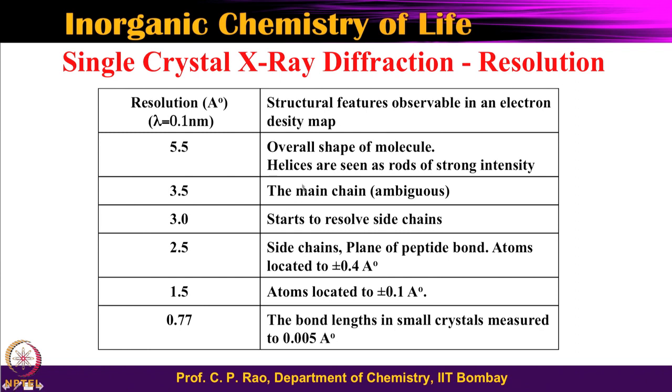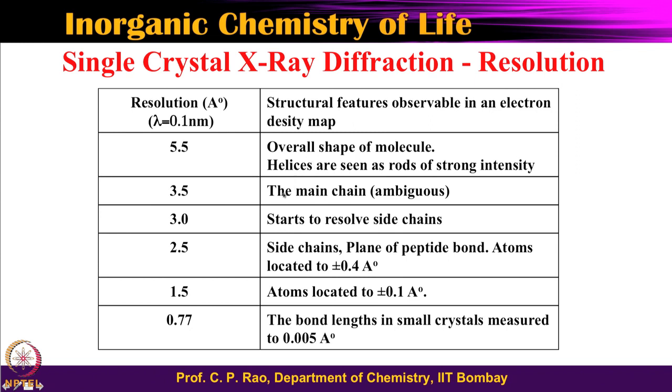So let us look at this table for a couple of minutes. On the left side column you have the resolution in angstrom: 5.5 angstrom, 3.5 angstrom, 3 angstrom, 2.5, 1.5, 0.77 angstrom. This is the kind of information that you can resolve. At 5.5 angstrom, you can see the overall shape of the molecule, in this case the protein, and you can see some helices, some rods, etc., but not with much clarity.